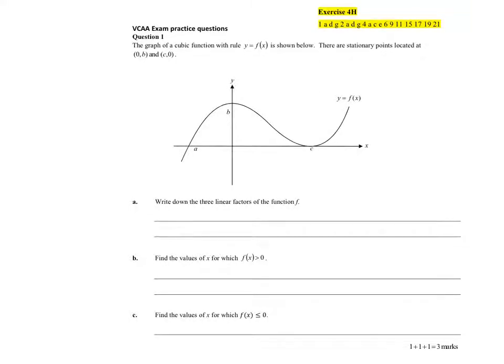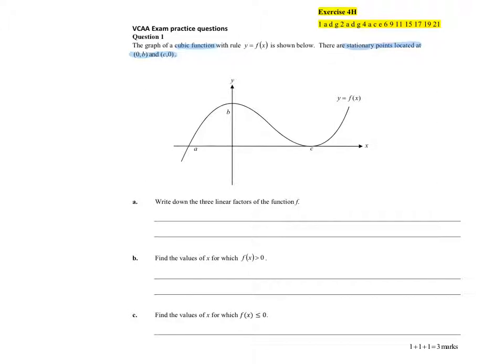Righto, boys, let's have a look at this exam practice question. So let's highlight key terms. It's a cubic function. Okay, so we know it's an x cubed. Stationary points are located at (0, b) and (c, 0). So we know that they're turning points. Okay, so what does that mean?